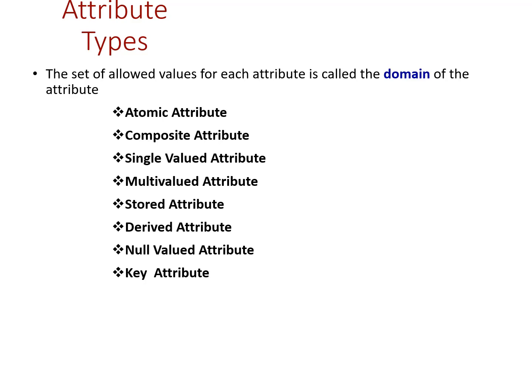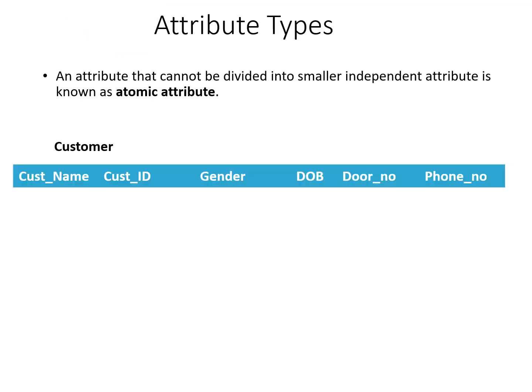And the attributes themselves could be divided into multiple types. It could be atomic attribute, composite attribute, single valued attribute, multi-valued attribute, which is very, very important for us in relational databases, and stored attribute, derived attribute, null valued attribute, key attribute. Don't worry about all those, it's all very simple. So now let's understand what an atomic attribute is. It is very clearly written here: it cannot be divided into smaller independent attributes.